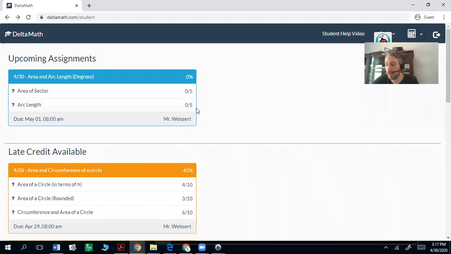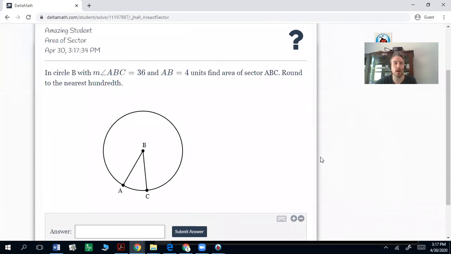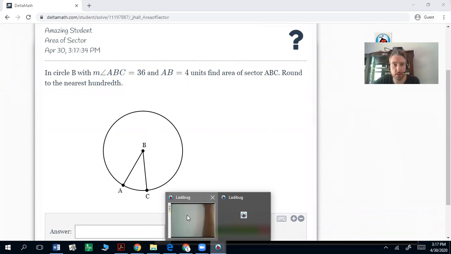Okay, the last skill that I have posted that I wanted to go over on Deltamath for today is area and arc length in degrees. So let's talk about area of a sector and arc length. We'll start with the area. In this problem, they're going to give you an angle measure and a radius, most likely, and we want to know what the area is, rounded to the nearest hundredth. So we have to remember what that formula is.